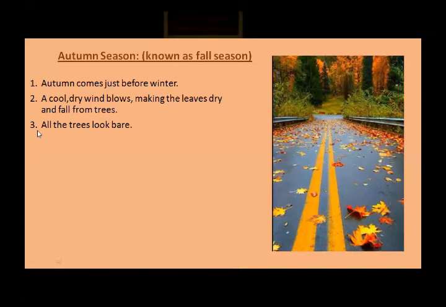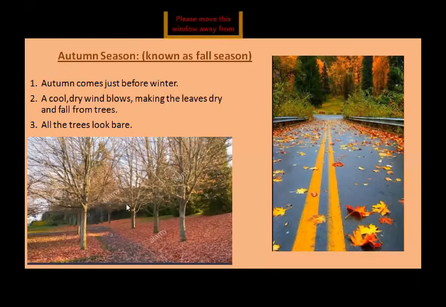Now the third point is all the trees look bare. What does that mean? Look at your screen. Bare means the trees are without leaves. You can see on your screen, all the trees look bare because the leaves have fallen from the trees. The leaves are on the ground, and there are no leaves on the trees. So all the trees look bare in autumn season. Okay, beta? Are you getting my point?